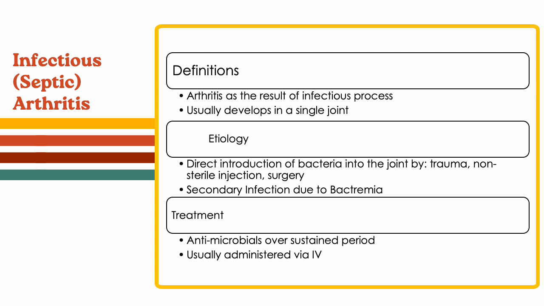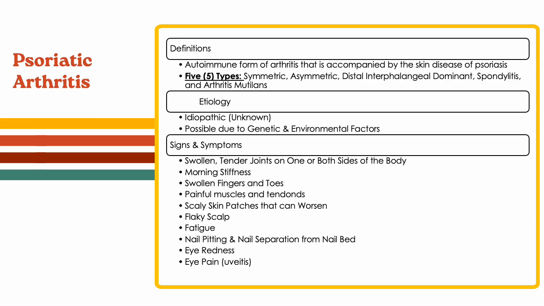You can use antimicrobials over a sustained period, and normally these antimicrobials are administered via IV due to the systemic effects of bacteremia. Next, we have psoriatic arthritis, and this is where you have an autoimmune form of arthritis that is accompanied by the skin condition called psoriasis, and we talked a lot about that skin condition last chapter. You do have 5 different types: symmetric versus asymmetric. You have distal interphalangeal dominant, spondylitis, and then arthritis mutilans.